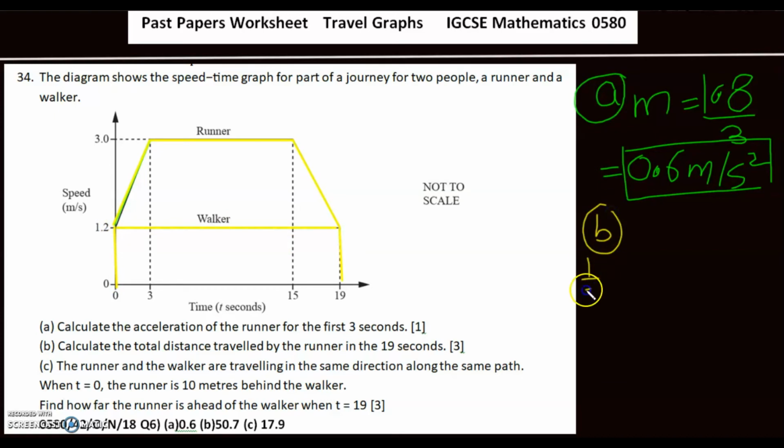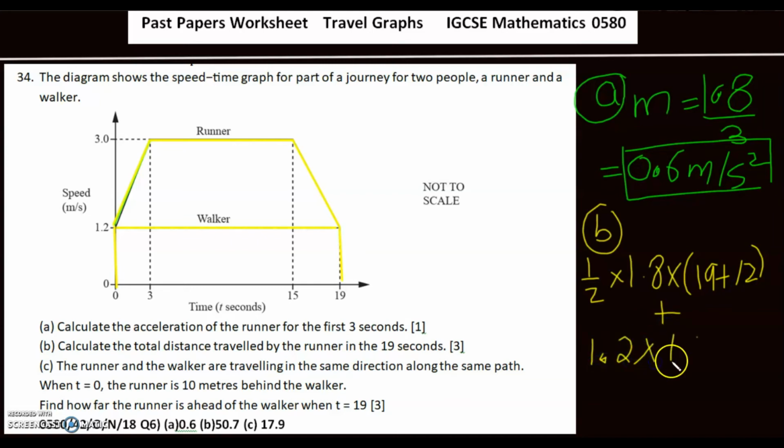So half times what is the height of the trapezium? It's 1.8 times sum of parallel sides, that's going to be 19 plus 3 till 15, that's 12, plus area of the rectangle, which is 1.2 times 19, which gives 50.7 meters.